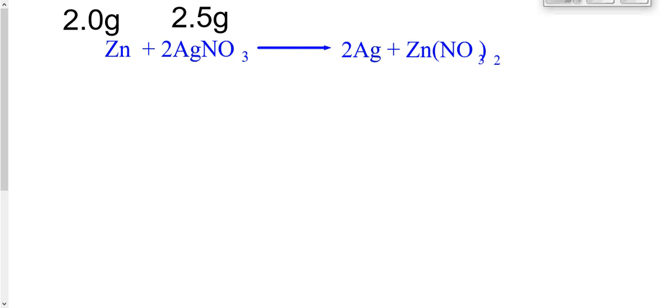So once I have my balanced equation that tells me the ratios they react in, I'm going to start by considering my two starting points. I have 2 grams of the zinc. I have 2.5 grams of the silver nitrate. What we're interested in is how many grams of silver we're going to get.